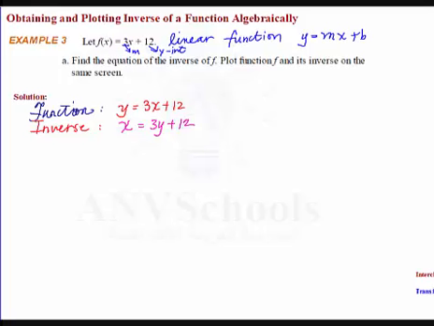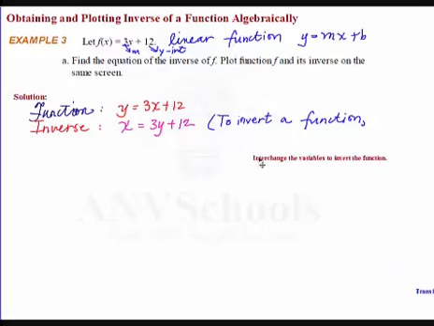To invert a function, just interchange the variables x and y. So in this case, just interchange the variables there. We have x and y there. Let your y now become x, and then your x become y. That's how we invert a certain function.